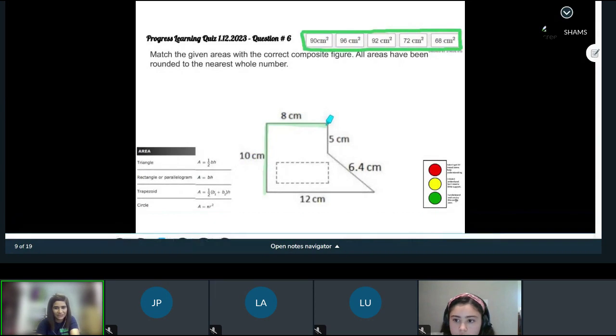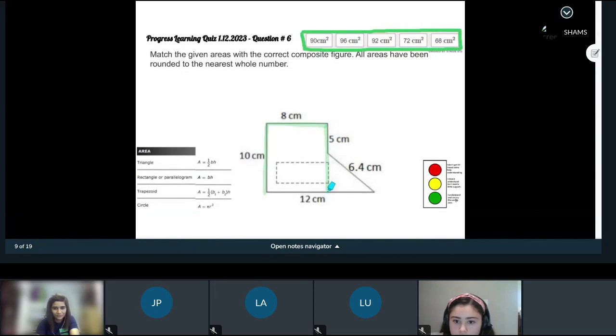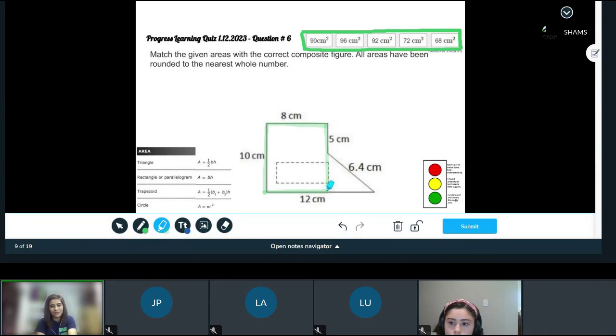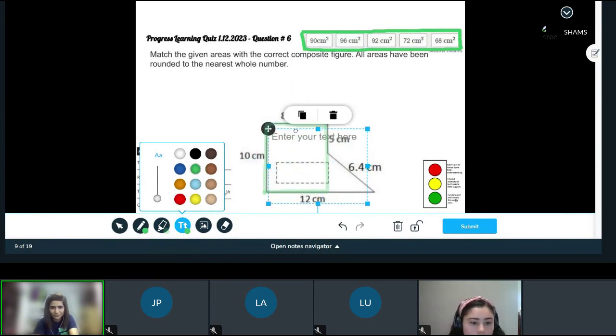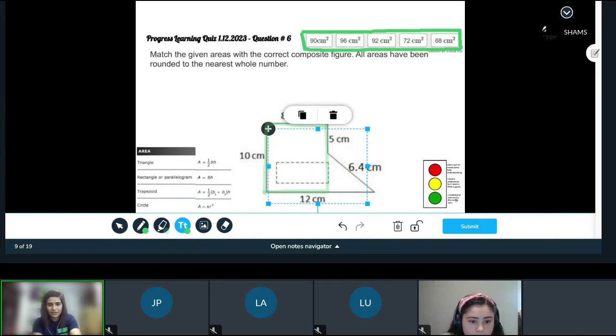I'm going to complete tracing out my 10 by 8 rectangle, right? And then I'm going to find the area of this rectangle. To find the area of a rectangle, you know it is base times height. I'm going to write that down: A equals base times height. In this case, it is 8 by 10, so 8 times 10. And the area of this part will be 80. And the units are squared centimeters.